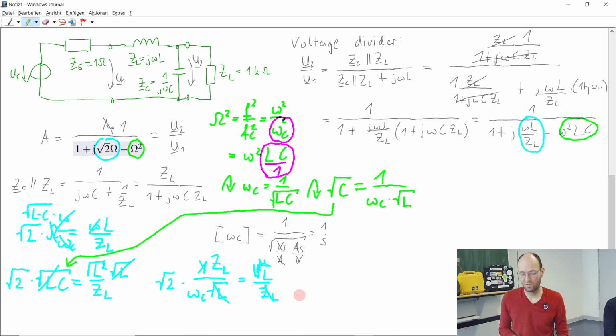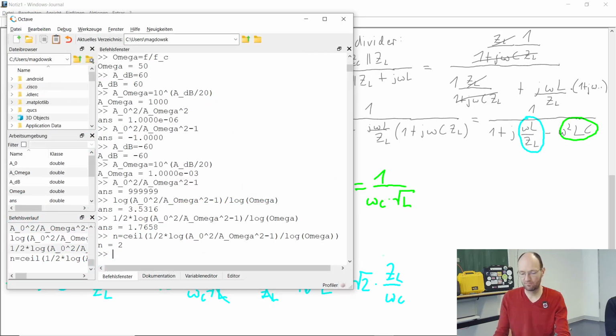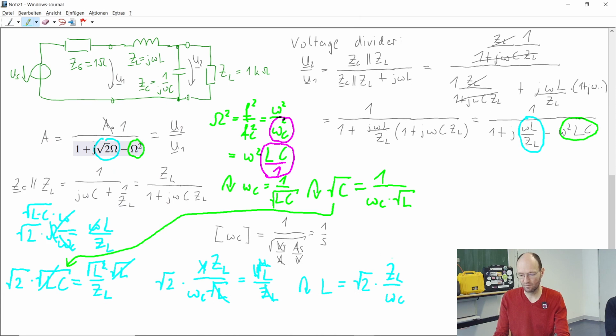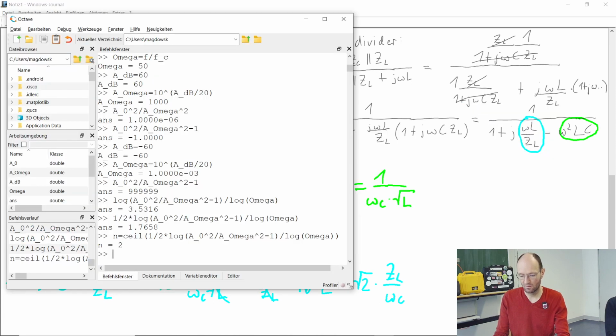And then we have some equation that L should be square root of 2 times ZL divided by omega C. And so this is what I will use now in my Octave window here back again.